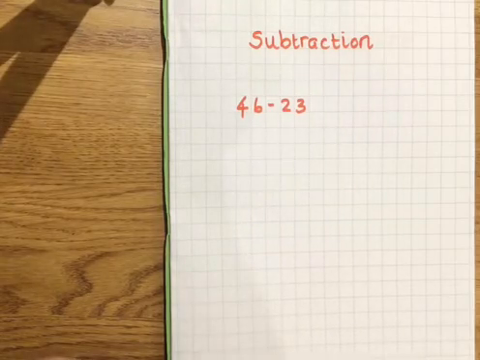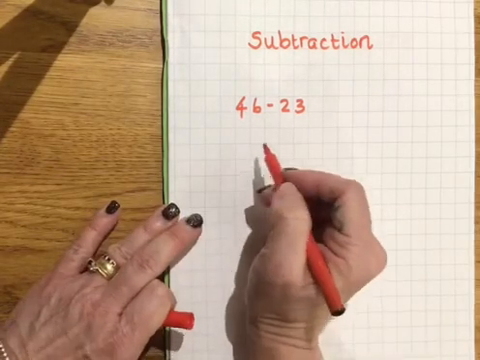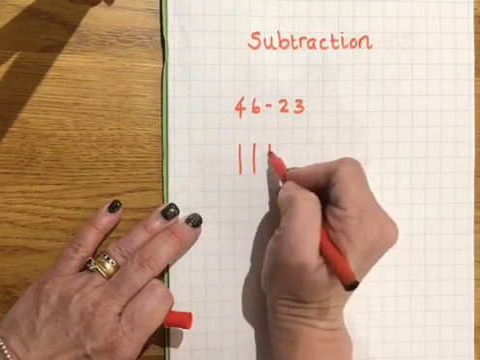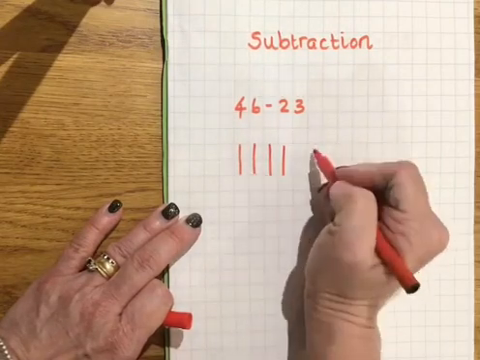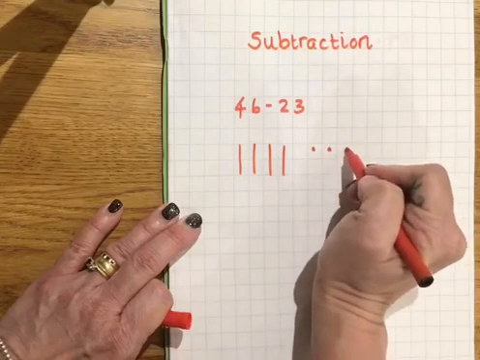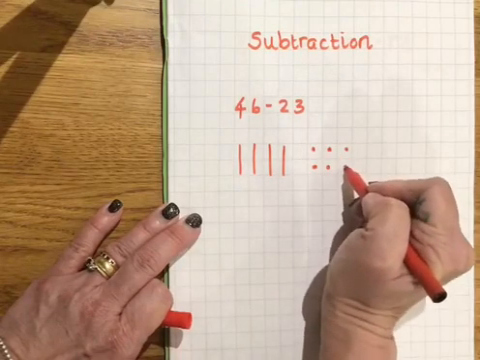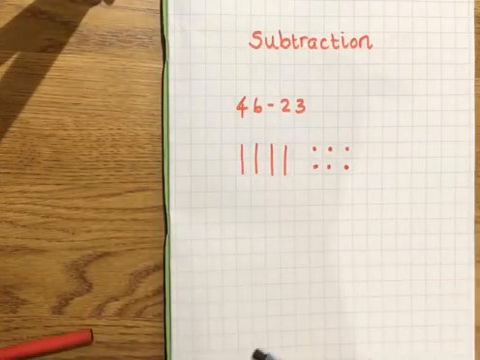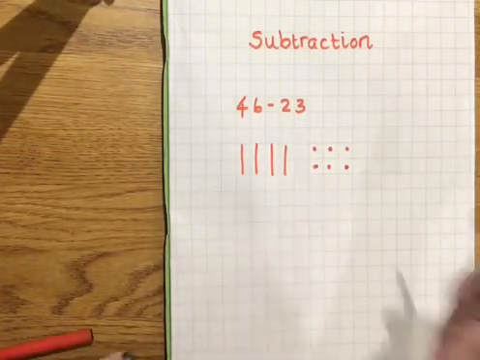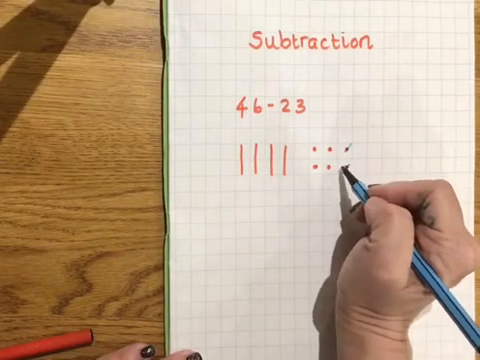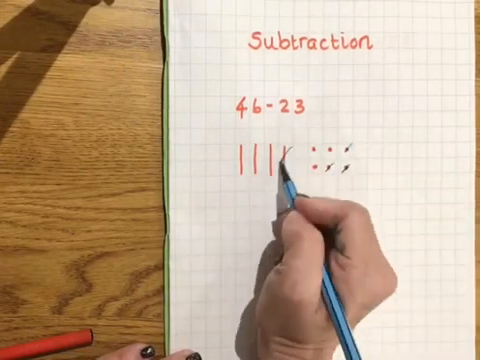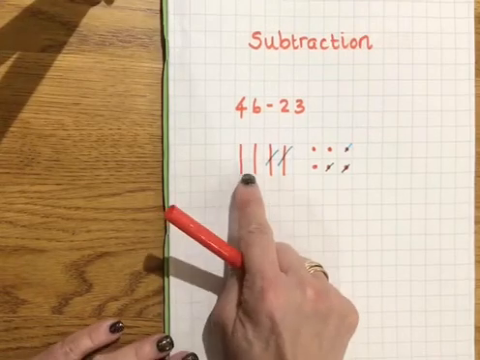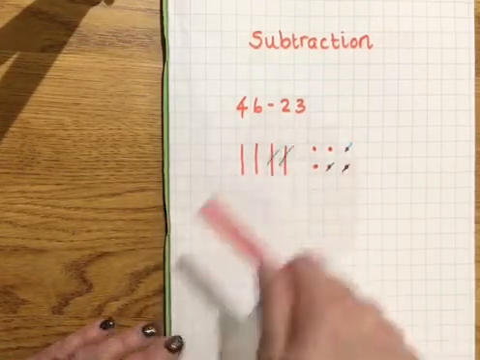So I'm going to draw 46 using base 10 pictures. So here's my 40, that's my 4 tens and my 6 ones. And I want to subtract 23. So I can cross out 3 ones and 2 tens. That leaves me with 2 tens and 3 ones.